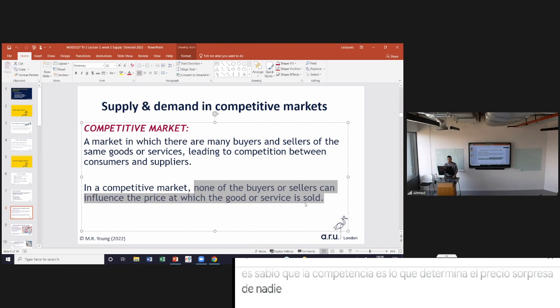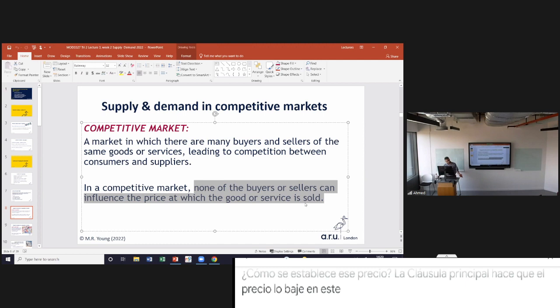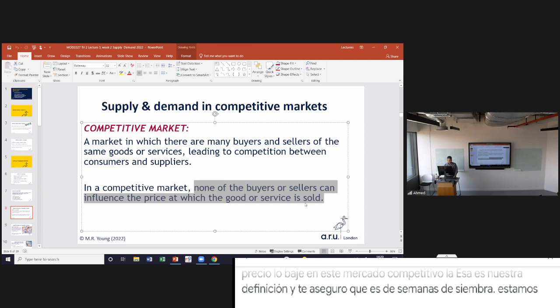And I'm going to show you today how that price is established. What if the maker makes the price? No, I'm saying that in this competitive market, they can't be a maker. That's our definition. I'm going to show you in succeeding weeks that where one or two companies are dominant, they're price makers. Yeah, Apple is a price maker. That's in the case of monopolies or oligopolies. I'm going to teach you that in succeeding weeks.